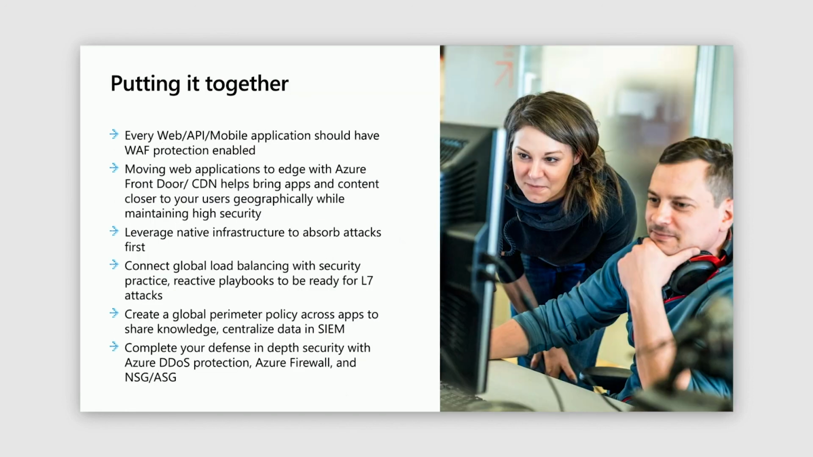So putting it all together, couple of takeaways from this session in particular. First is that every web API mobile application should have a WAF in front of it. It is there to help you both implement standards and learn from best practice quickly and to turn that on instantly, as well as be able to really react to evolving threats in your application and have a central global place to deploy those rules and to manage access to your service.